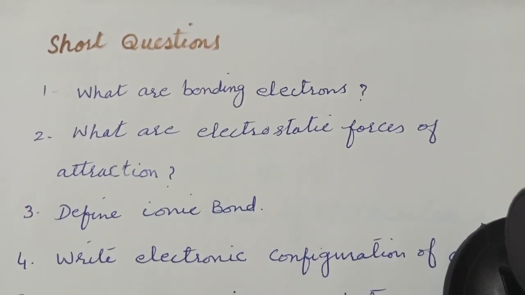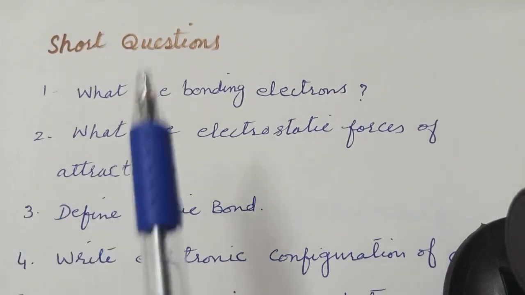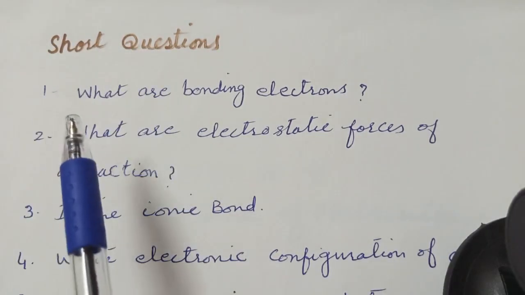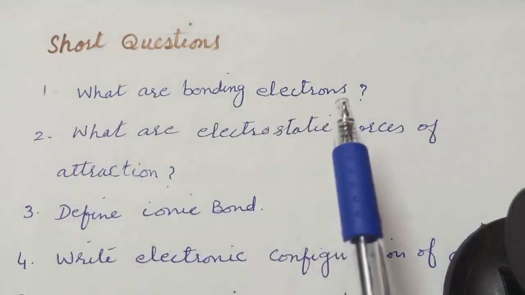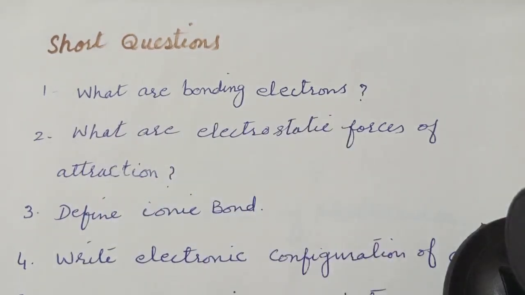Now we discuss the important questions from the examination point of view. First we will discuss the short questions. Question number 1 is what are the bonding electrons? Its answer I have explained in the lecture and you can quote the example of water in its answer also.